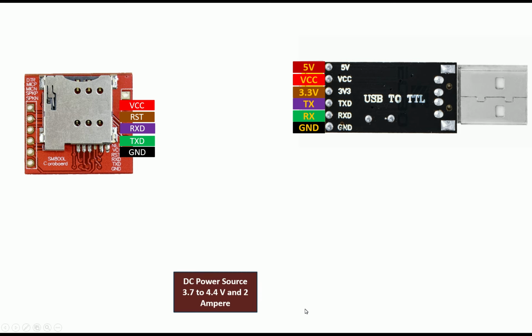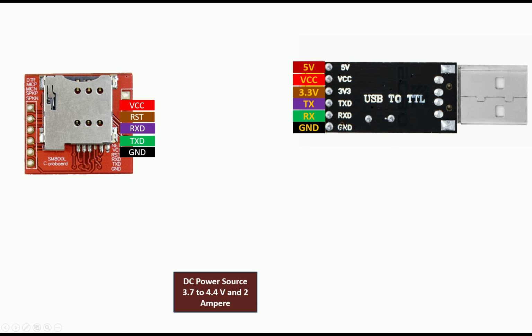Now remember that the SIM800L module has a bad habit: it requires a lot of power to work. Once it's in full functionality, it will starve your microcontroller or a USB to TTL's power supply. So remember, you always power it up from a separate source. The separate source must be a 3.7 to 4.4 volt range DC power supply or a battery.